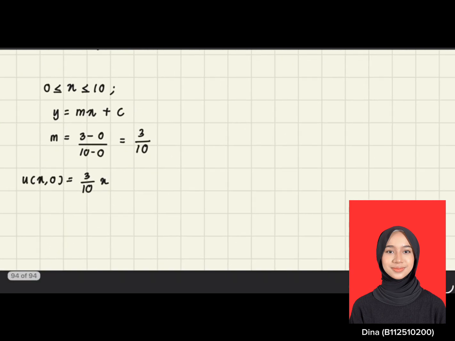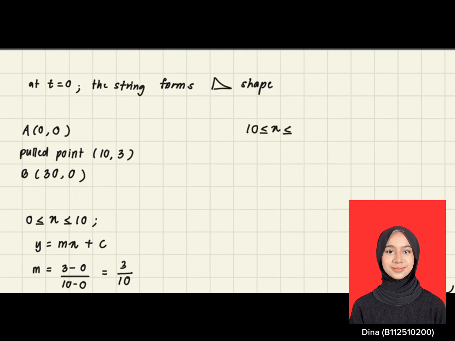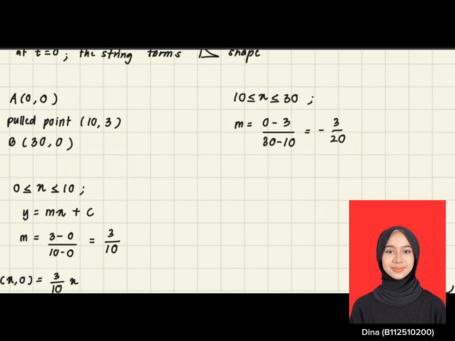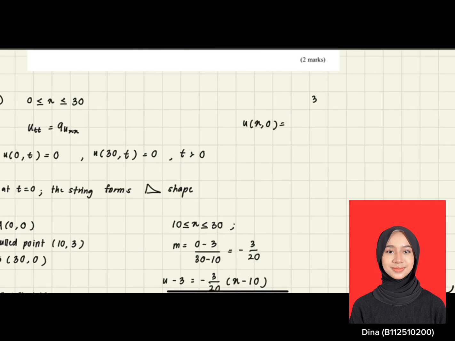For 10 less than x less than 30, we find m first: (0 minus 3) over (30 minus 10), using the pull point and point B, equals negative 3 over 20. So the equation is y minus 3 equals negative 3 over 20 (x minus 10). How do we get the equation? From y minus y1 equals m(x minus x1). So we get u(x,0) equals 9 over 2 minus 3 over 20 x. Thus u(x,0) equals 3 over 10 x for 0 less than x less than 10, and 9 over 2 minus 3 over 20 x for 10 less than x less than 30.